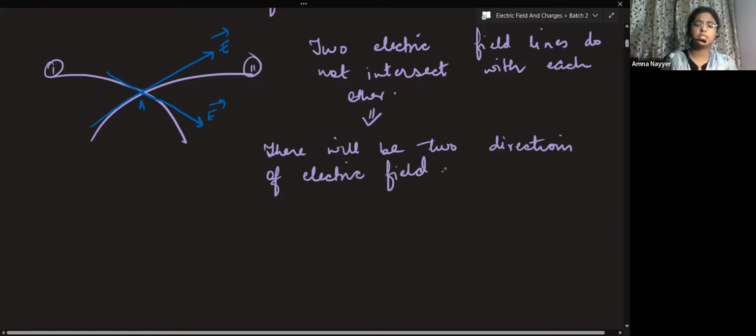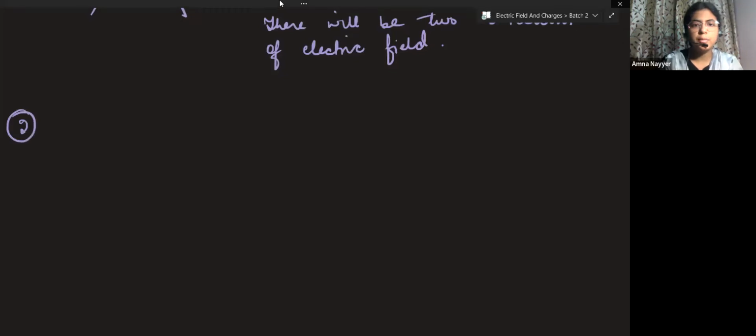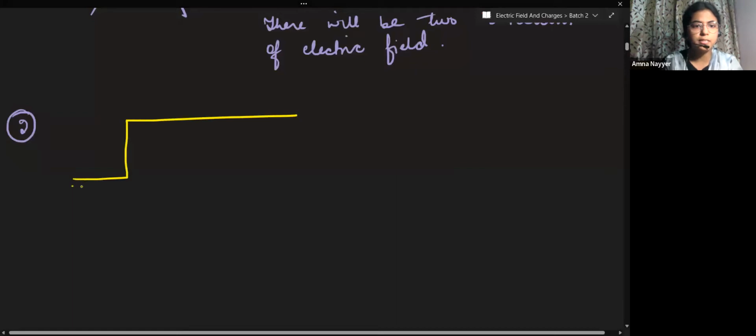All right, so this is the first property. The second property is how to take out the strength of electric field from the field lines. For example, if I give you this case, these are some electric field lines.